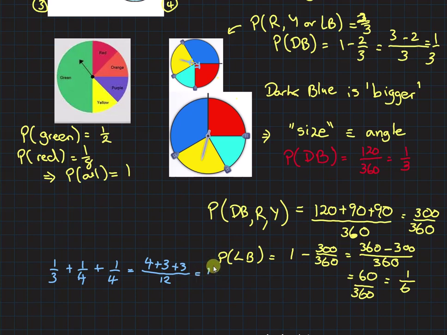Yes, the remaining probability, 10 out of 12. So the remaining probability there is 5 out of 6. And yes, that is equal to the 1 minus 5/6 is 1/6. That's another way to check that one.